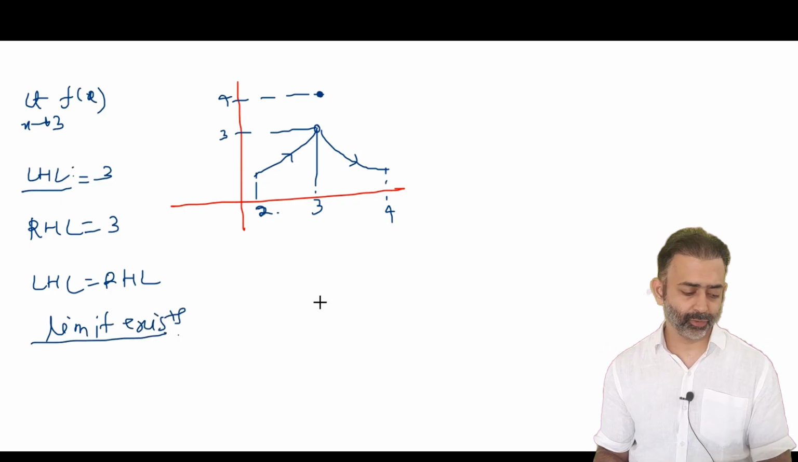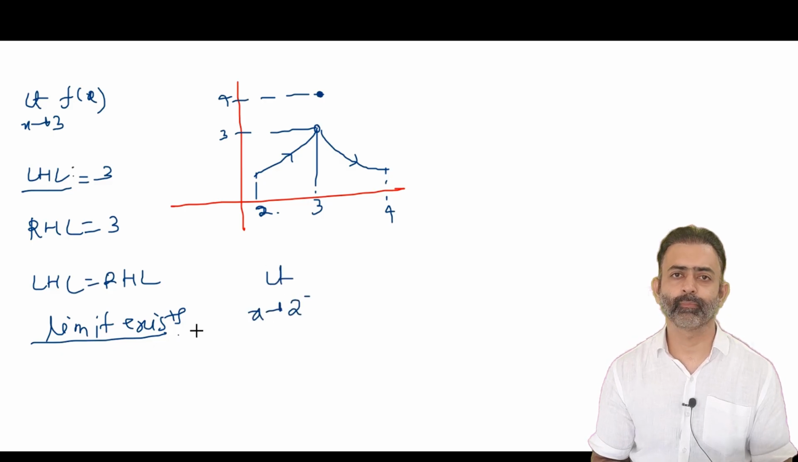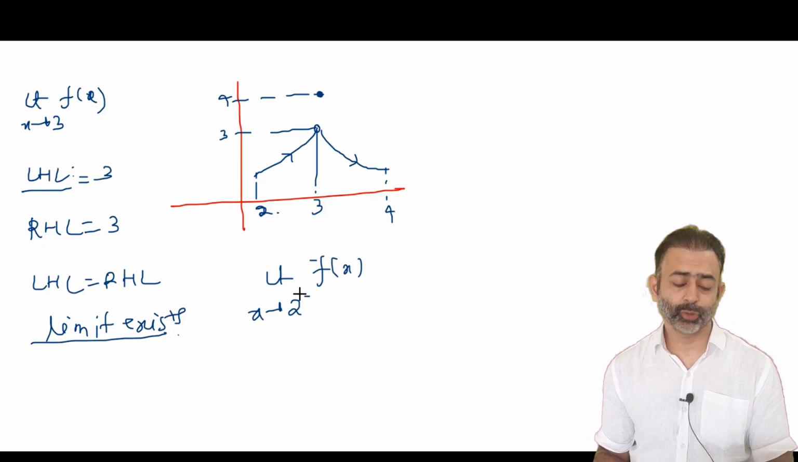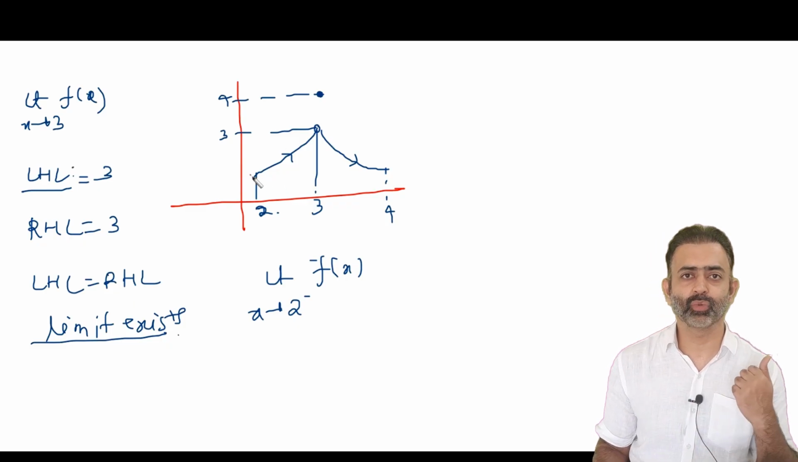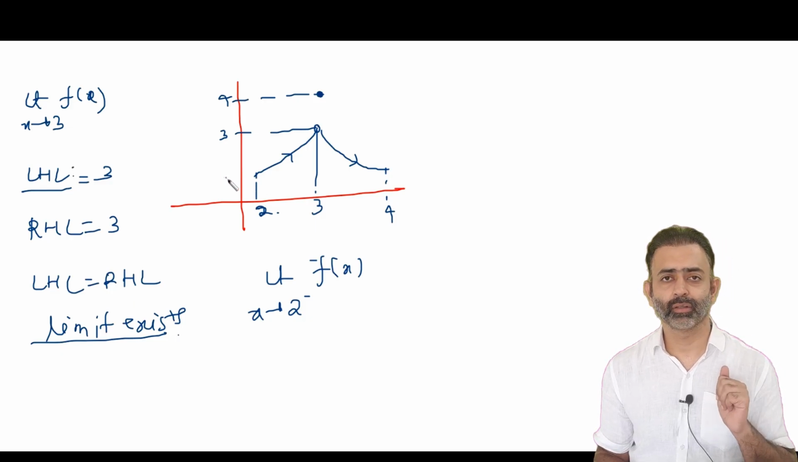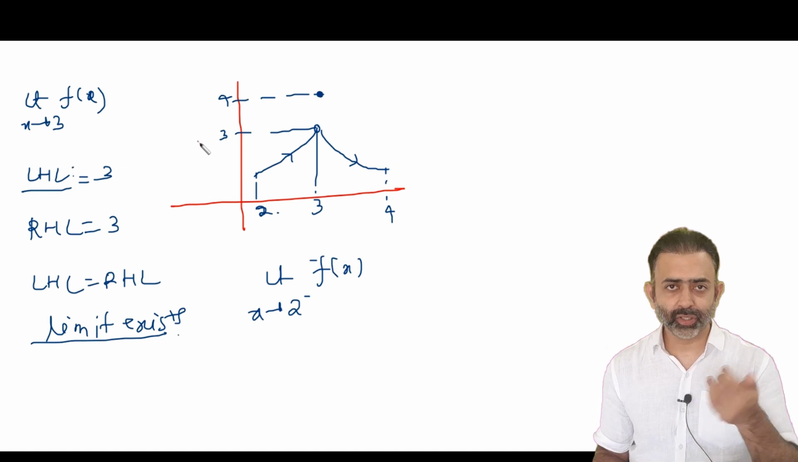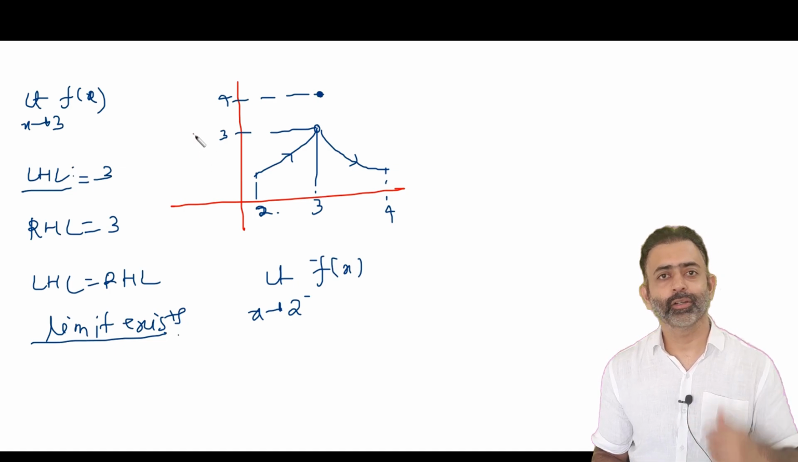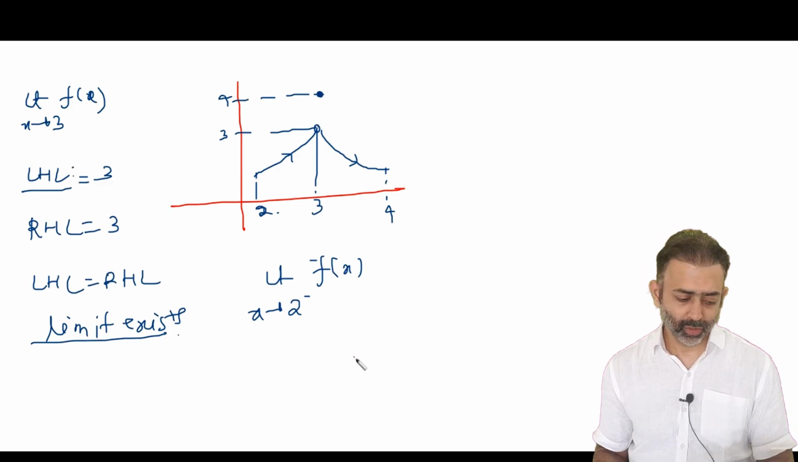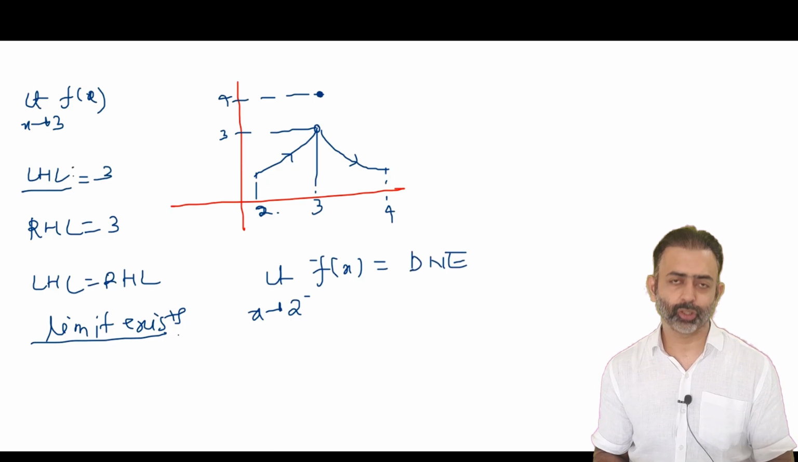But what if I need to find the limit when x tends to 2 minus? When x tends to 2 minus, I am talking about the portion of the graph which is to the left of 2. And as you can see, to the left of 2 the function is not defined. There is no function here. If the function is not defined, that is a second case when we can say that the limit does not exist, or in short, DNE.